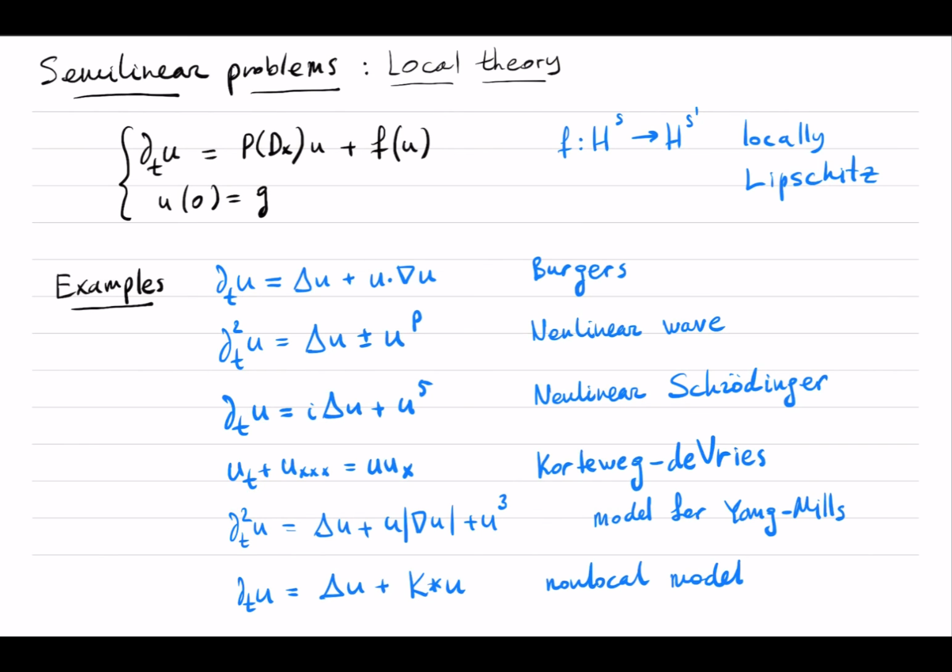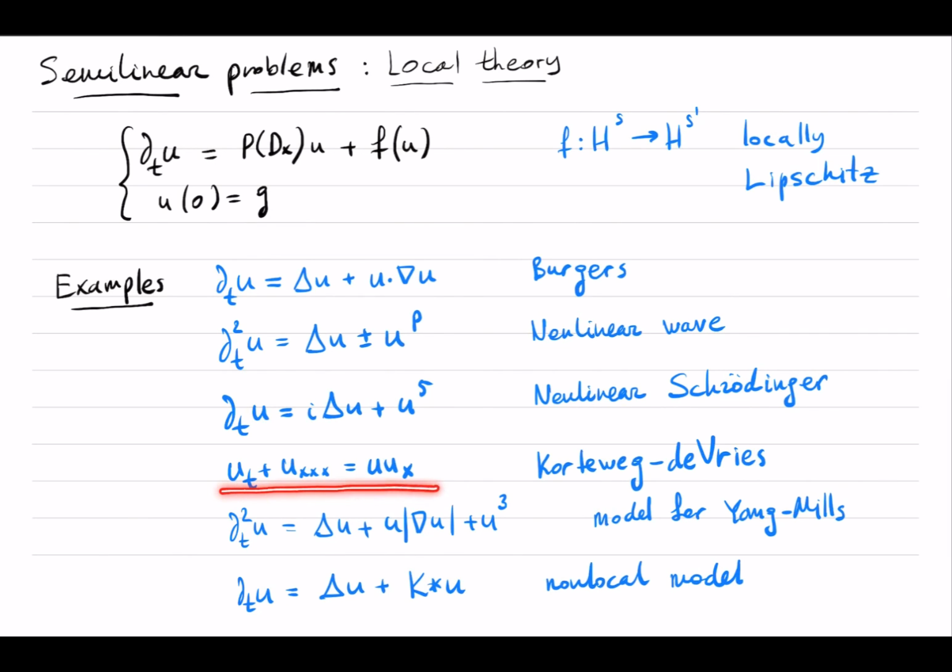There are many important examples of semilinear problems. For example, the first one here is called the viscous Burgers equation, which is a simple model for fluids. You can see here a nonlinear wave equation. You can have any sign. Here you have some nonlinearity. Nonlinear Schrödinger equation. Of course, nonlinear Schrödinger equation does not mean that, for example, the nonlinearity must be u to the power 50. This is just one example of nonlinearity.